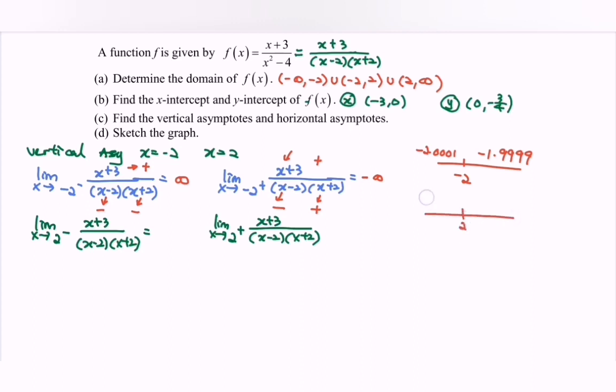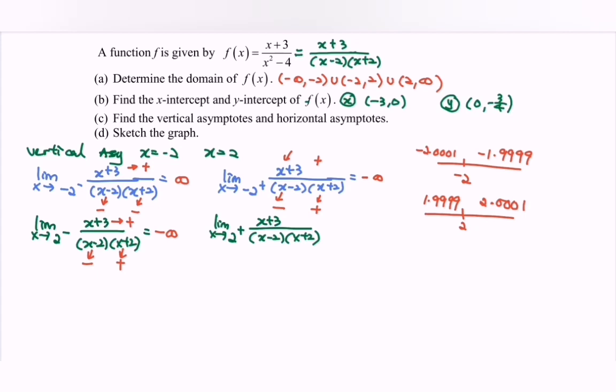Approaching from the left, we will have 1.9999. Approaching from the right, we will have 2.0001. So if we substitute 1.9999 into this part, we will have a positive value. This one we will have a negative value. This one we will have a positive value. So finally, we will have negative infinity, meaning that the graph will be decreasing.